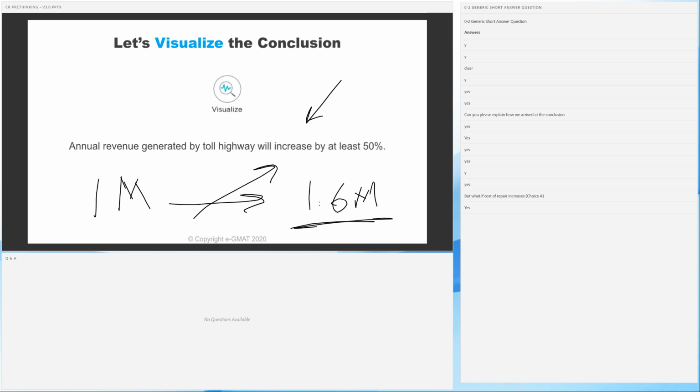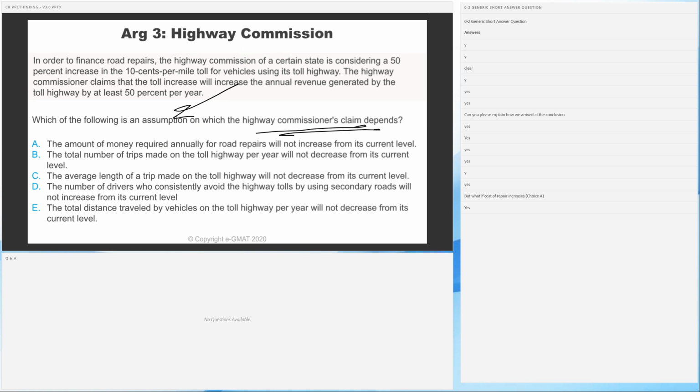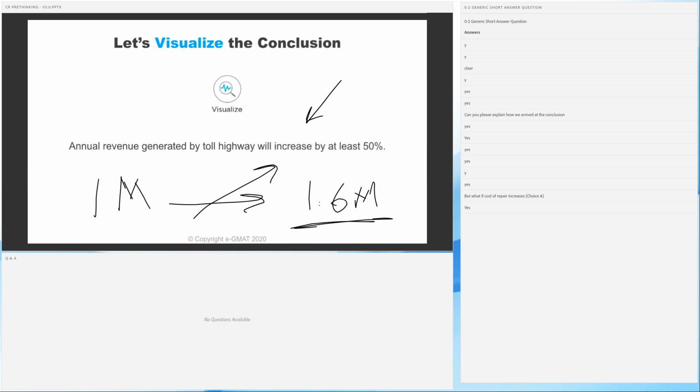Let's go back over here to the argument. Which of the following is an assumption on which the highway commissioner's claim depends? What is the claim? The highway commissioner claims that the annual revenue generated by the toll will increase by 50%. So if you look at this, this is what you would come up with. That's his claim, right? That's his conclusion. A claim and a conclusion are the same.